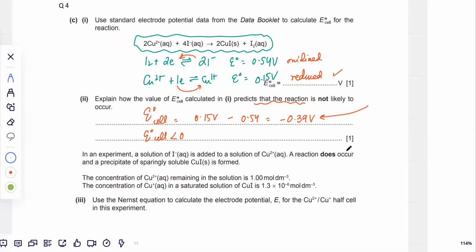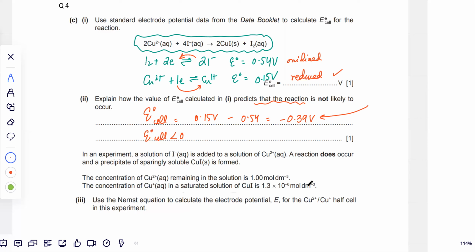Now, the reason the reaction might occur in reality is that in the real world, you don't use standard conditions. So he's saying the concentration of copper 2 plus remaining in the solution is 1 mole per dm cube, and the concentration of copper plus 1 in a saturated solution of copper I is 1.3 times 10 power minus 6 mole per dm cube. So it's a non-standard solution. Use the Nernst equation to calculate the electrode potential E for the copper 2 plus copper plus half cell in this experiment. So what's the Nernst equation?